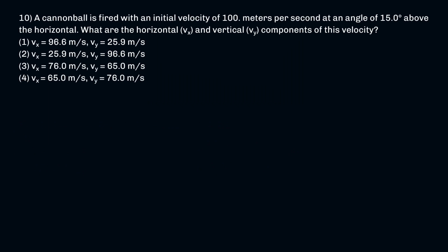All right, so example number 10, we have a cannonball is fired with an initial velocity of 100 meters per second at an angle of 15 degrees above the horizontal.